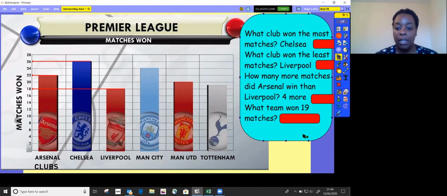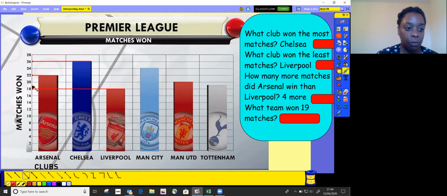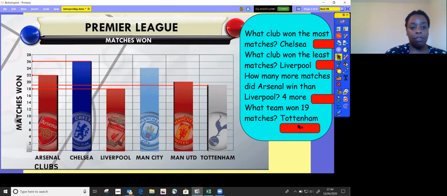And the last question says, what team won 19 matches? So here we just have to be really careful because our scale is going up in twos. 19 is actually not written on our scale, but we know that 19 is halfway between 18 and 20. So if we do the opposite this time, we draw a line from where we know 19 is and look for what bar it's there, and we can see it is Tottenham. So we can see that Tottenham won 19 matches. So that's a real quick way of having a look at bar chart questions.